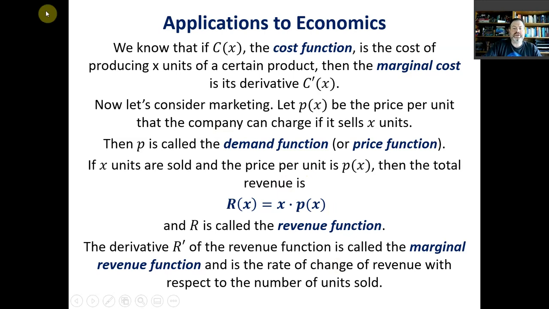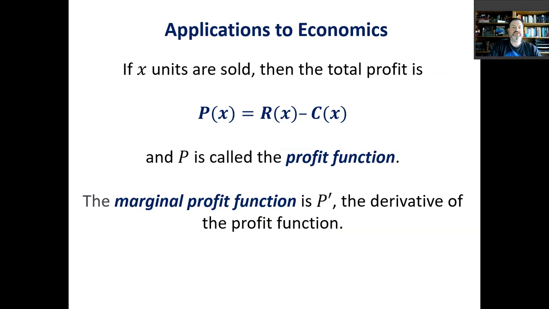Well, the derivative of this is called the marginal revenue, and it's the revenue per item. And if X units are sold, the total profit is just capital P, which is the revenue minus the cost. And of course, there's a marginal version of that. We're not going to go real deep into the economics here, just a couple examples to show you how it works.